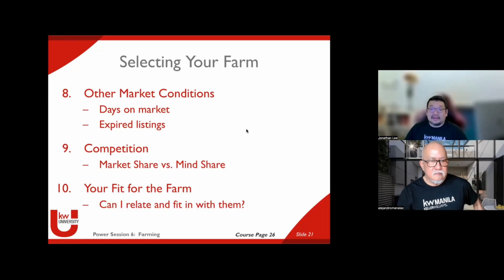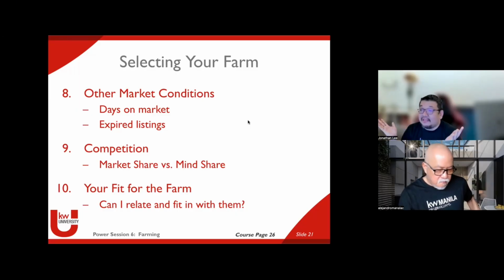Market share versus mind share. The competition of market share versus mind share. Think about how many people know you, how much you are out there, how much content you are creating about the location, that's mind share. And how many transactions you are doing, or even start with how many listings you have in that location that are priced correctly. I've got the 60%. See, if I've got 100% listings versus 100% listings that are priced correctly, it's two different things.